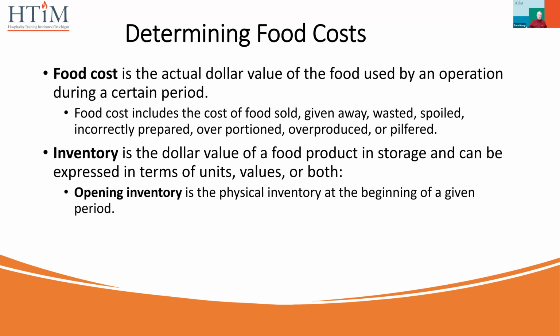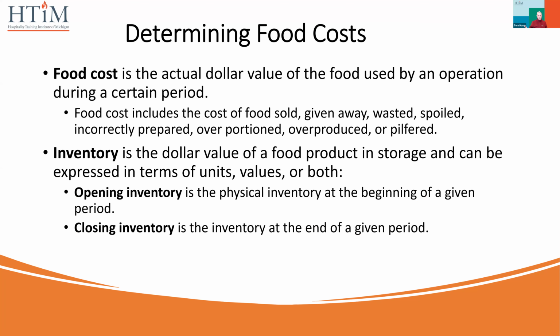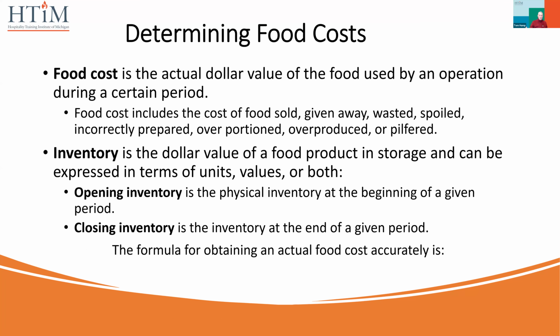It's just where we're starting, right? Closing inventory: we take inventory at the end of a given period, depending on if we're doing 1 week, 2 weeks, a month, whatever we're doing. We have the opening inventory and the closing inventory. So the formula for obtaining an actual food cost is the following.